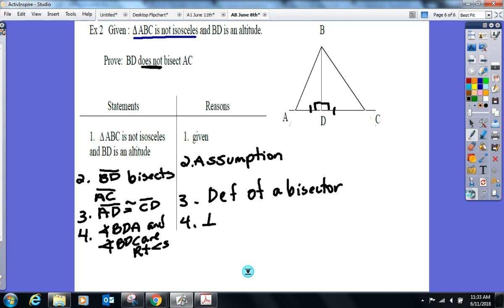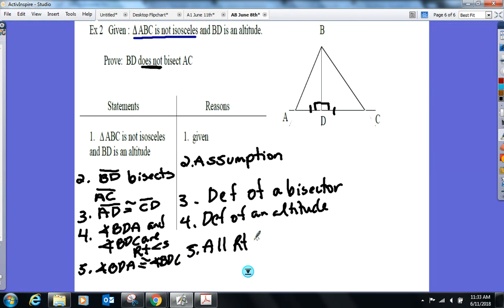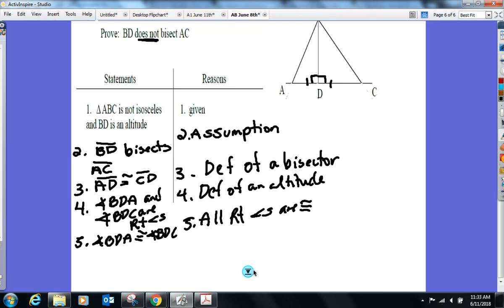Okay, I like that. And then everybody can just chime in here. Now you got to say, what about the right angles? They're congruent. Yep. BDA congruent to BDC. All right angles are congruent. Anybody want to add the old, just one last time, for good old times? The old reflexive BD.